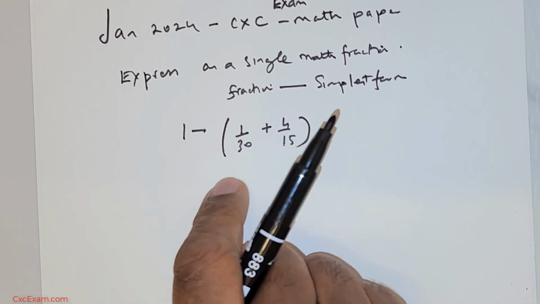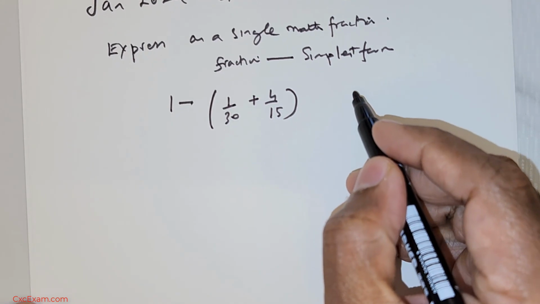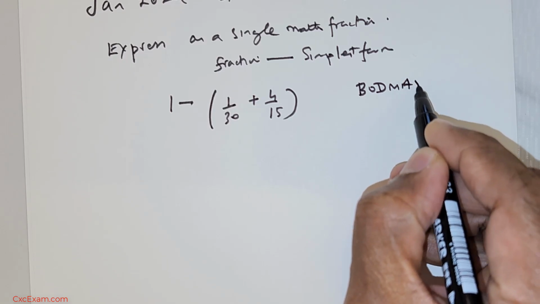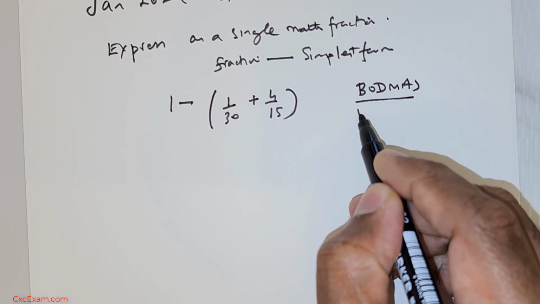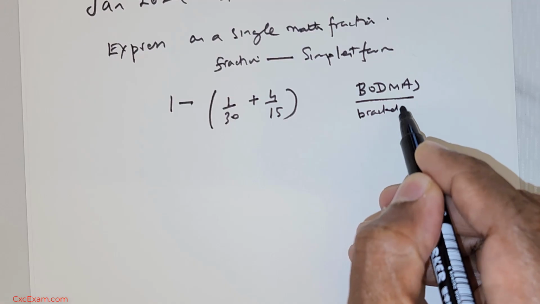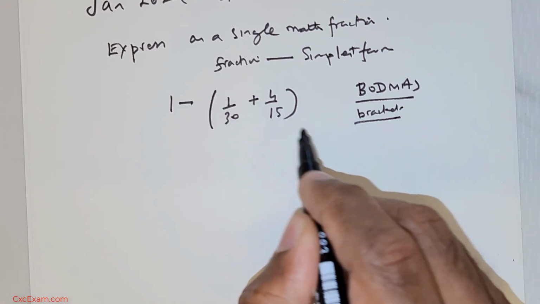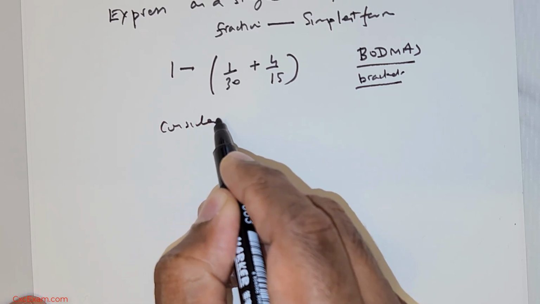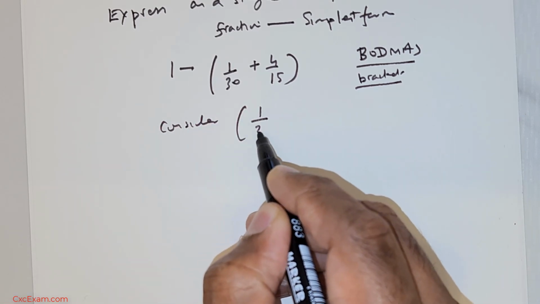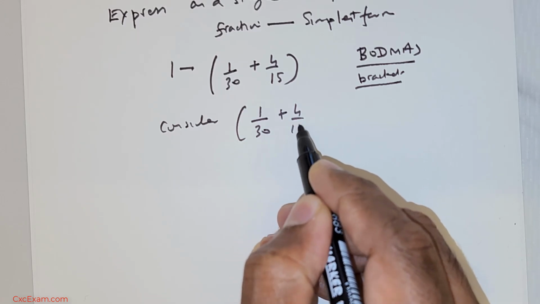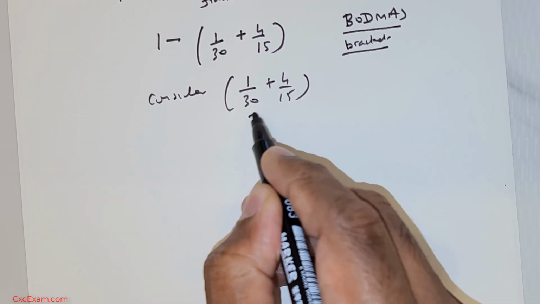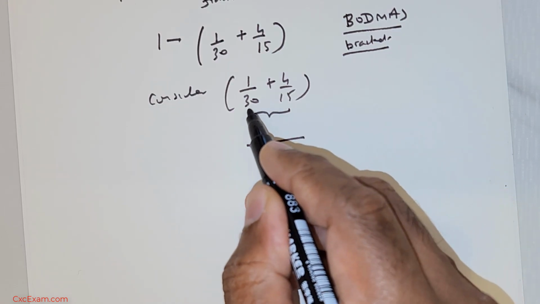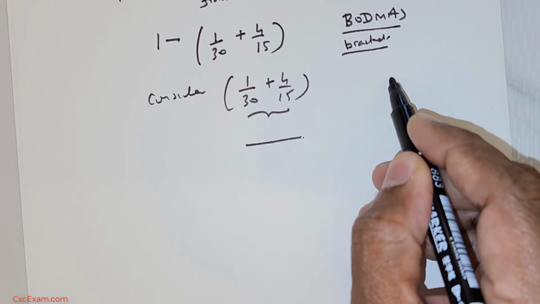Now, whenever you are given a question like that, we will apply foremost the BODMAS rule. So B stands for bracket. Whatever is present inside the bracket, we will evaluate that first. So that's exactly what I'm going to do. I'm going to consider 1 over 30 plus 4 over 15. Now if you see this, we will have to extract the LCM for 30 and 15.